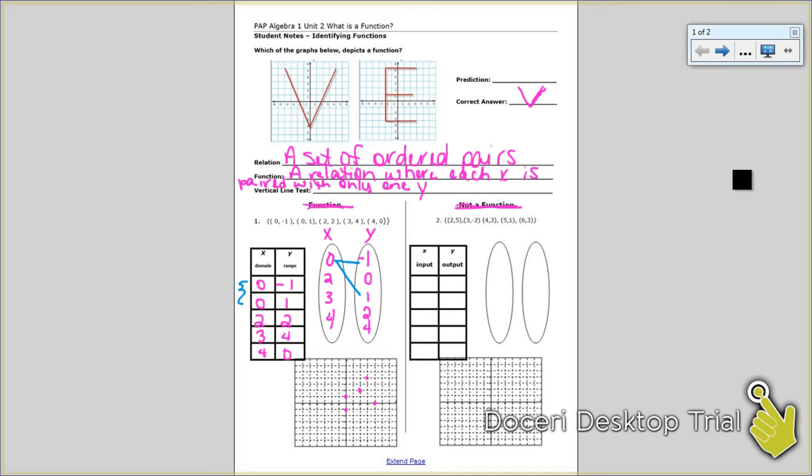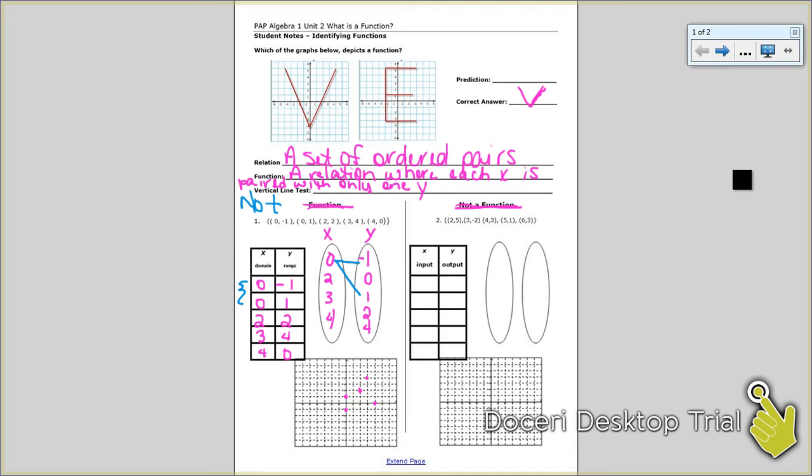You can see it very clearly in the map. If you look on the map, that 0 has two lines leaving from it, which means that 0 is paired with more than one number. That violates our definition of a function because the x is not paired with only one y. So this right here that we're dealing with is not a function.